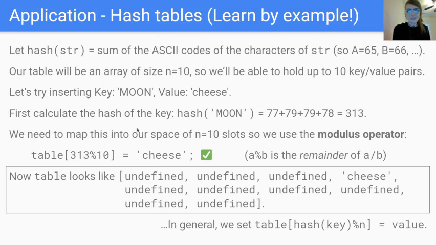So let's start by inserting the key moon and the value cheese. What we start with is calculating the hash of the key. So the hash of moon, our hash function is to add up the ASCII codes of the characters. So that's 77, 79, 79, 78. And we get 313. So how do we map 313 to our 10 entries in our array? We use the modulus operator.